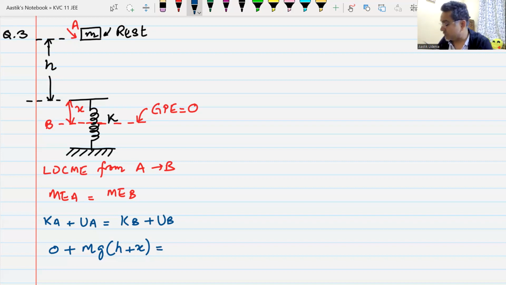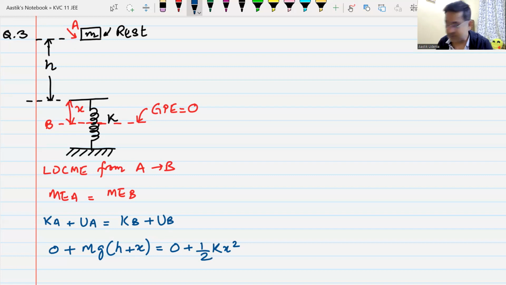That must be equal to kinetic energy at point B. How much is the kinetic energy at point B? 0. What is the potential energy at point B now? At point B, the gravitational potential energy is 0, but it has some other type of potential energy. Which one? What is the potential energy at point B, my dear friends? Half kx square. It has spring potential energy.